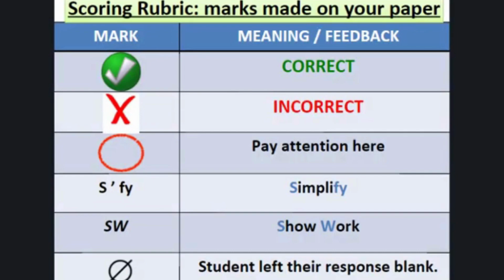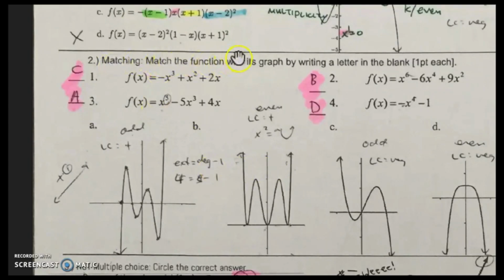I love math. So this problem says match the function with its graph by writing a letter to the blank. So each of these, I look at my problem here, I realize I'm starting down, ending up, so that means it's an odd. My leading coefficient is positive. I'm looking for ones that are odd. These two. This one's the only one that's positive.